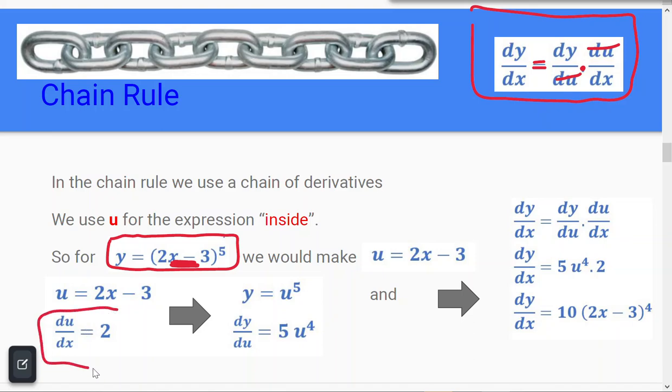So du dx is 2, which makes y equal to u to the power of 5, since the bracket 2x minus 3 is what we called u. So dy du is 5u to the 4. Putting that together, dy du is 5u to the 4, du dx is 2, 5 times 2 is 10. Substitute back 2x minus 3 for u, gives me that expression. It's a quicker way than expanding this bracket to the power of 5.